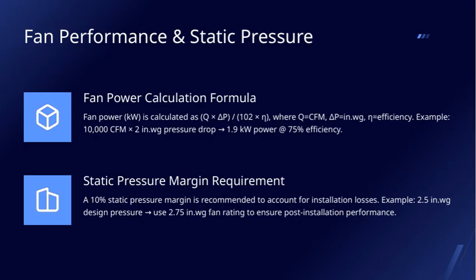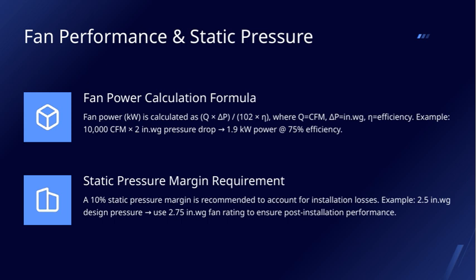Let's talk about static pressure margin requirements. A 10% static pressure margin is generally recommended to account for installation losses. For example, if your design pressure is 2.5 inches of water gauge, you should select a fan rated for around 2.75 inches of water gauge. This extra margin helps ensure that even after installation, the system performs as intended.